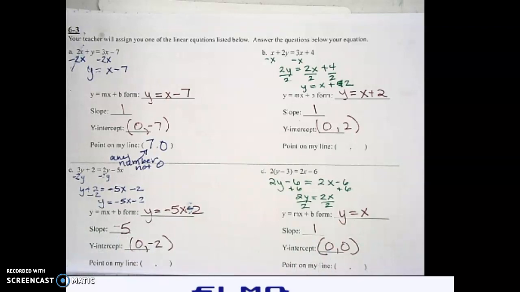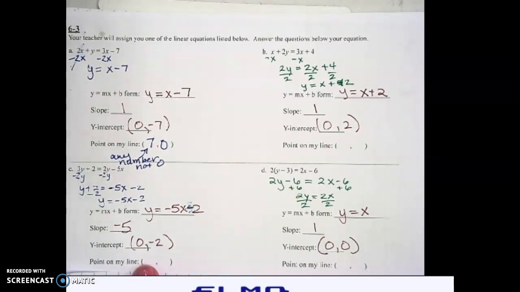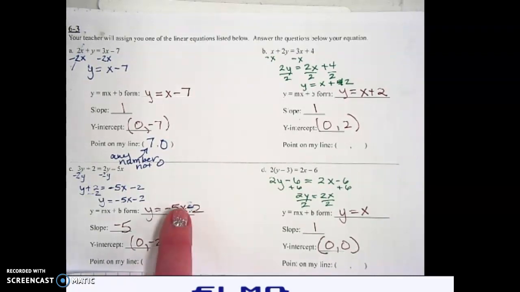Then for the last part, you're going to pick any number that you like except 0. Write it down for x. Then plug it in here. Multiply it by -5, subtract 2, and then write the answer here for y.